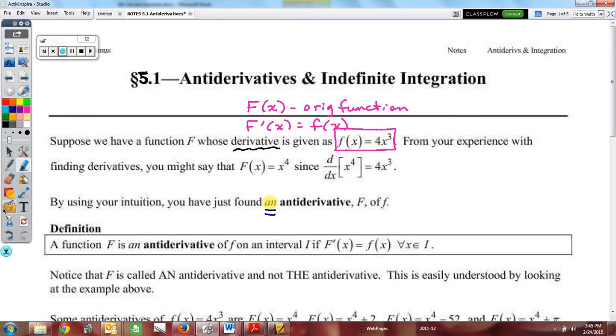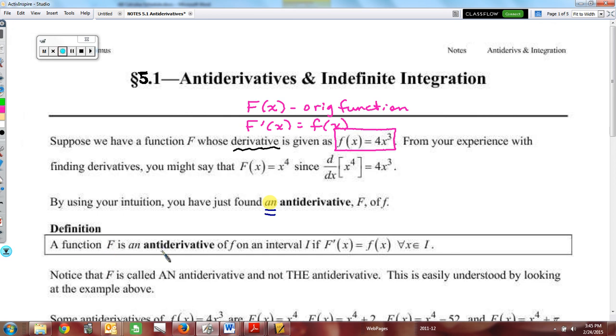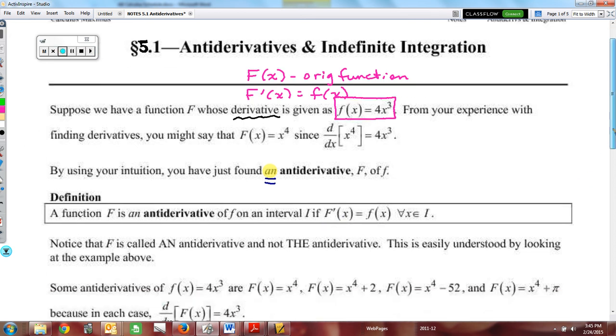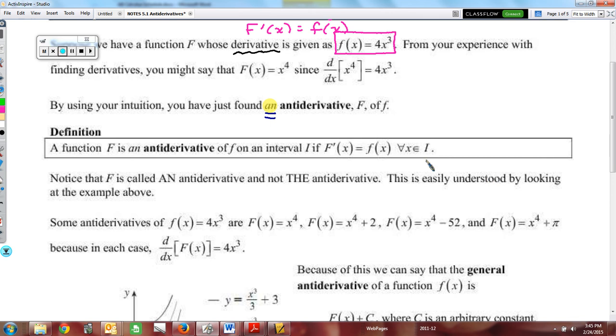Now, why do I have to say one of the antiderivatives? Because what we're basically looking at here is this idea that a function, capital F, is called an antiderivative of f if its derivative is f of x. And that has to be true for all x in the interval I, and that basically is going to be our domain of interest.